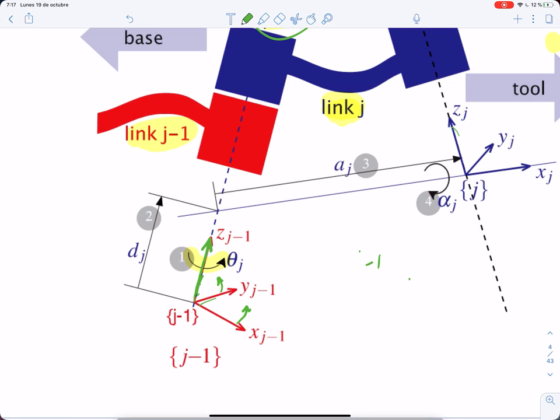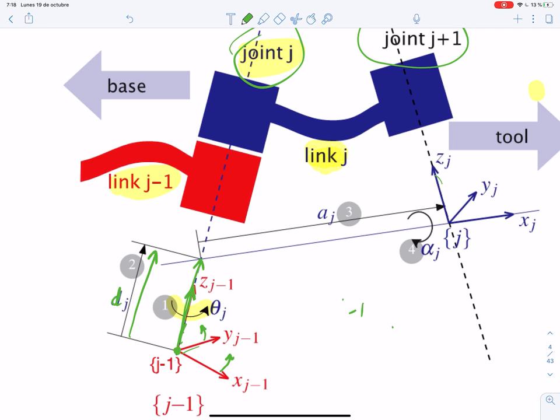The second operation that is going to be performed in order to reach from j minus 1 to j is a linear displacement of a parameter called dj, a variable that displaces the origin of j minus 1 along the z-axis. This is the z-axis that resulted from the previous operation, which was in fact the original z-axis of the j minus 1 joint.